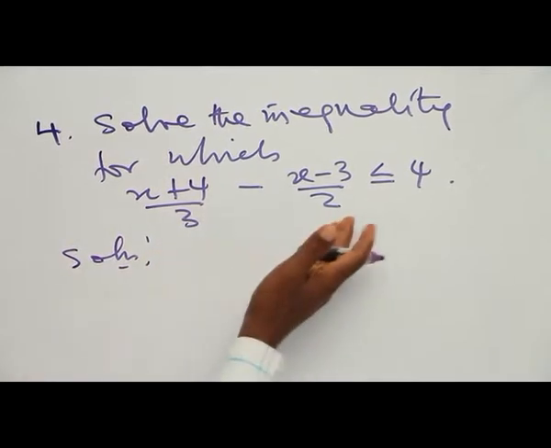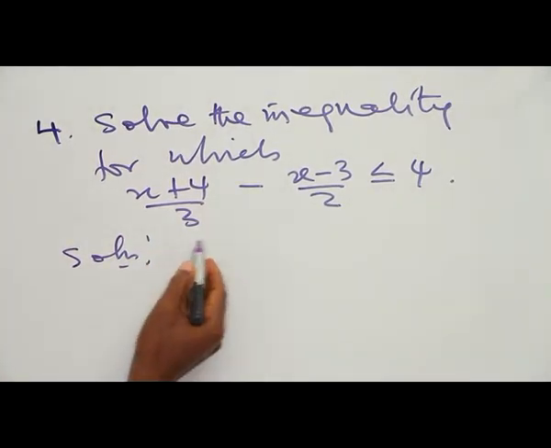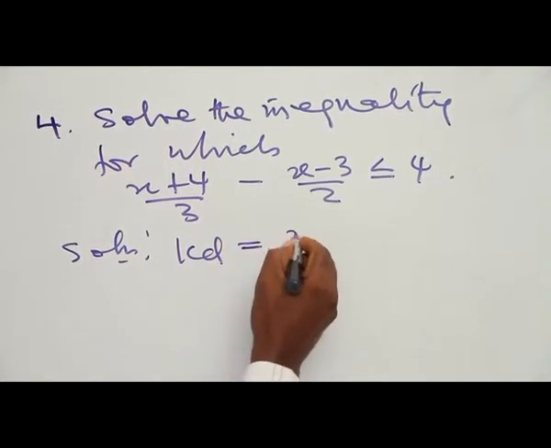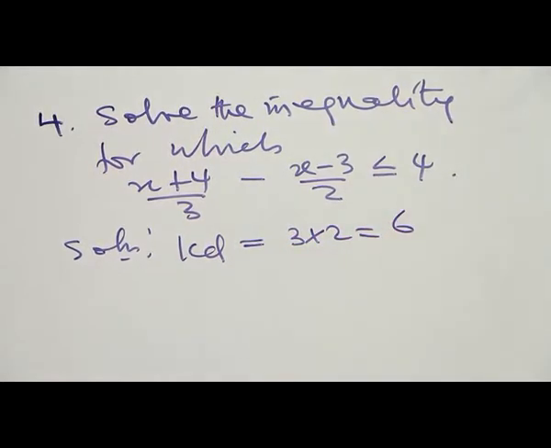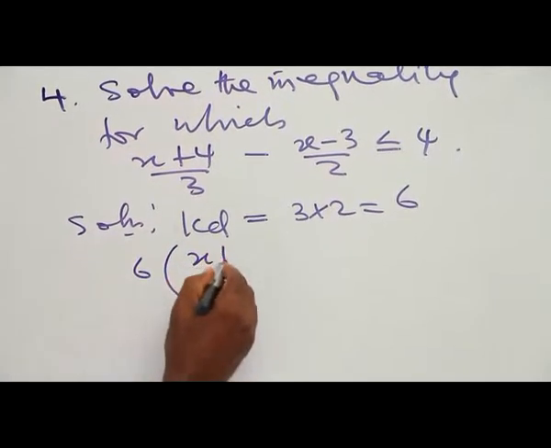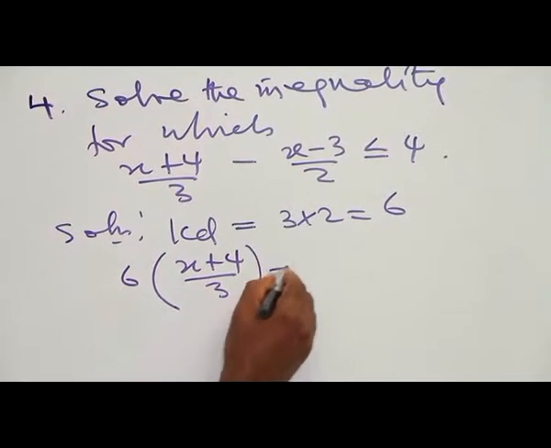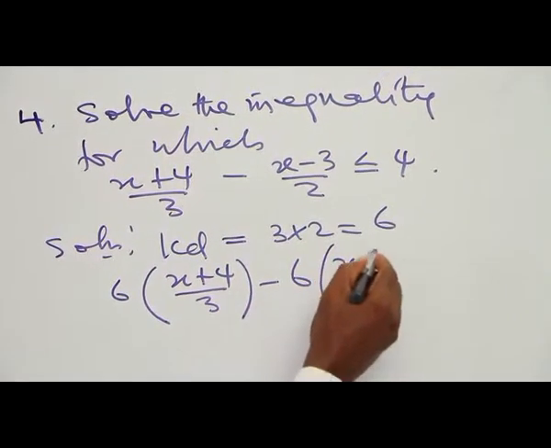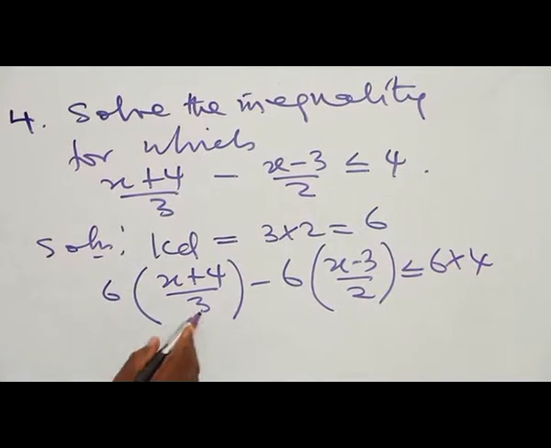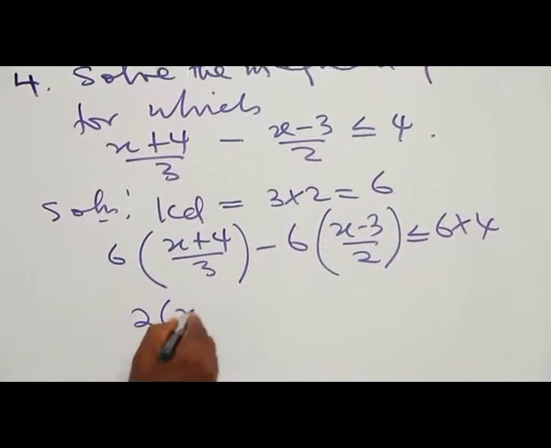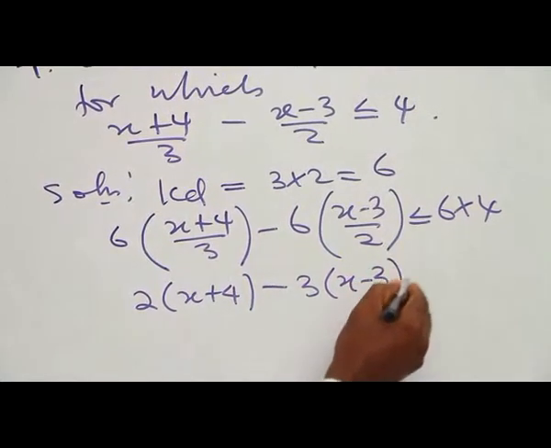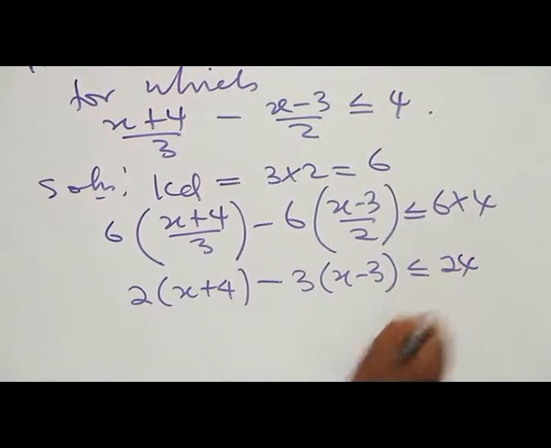As long as there are fractions involved, you need to take the LCD. The LCD here, the least common denominator, is equal to 3 times 2, and that is 6. So multiply all through by 6. So 6 will multiply (s plus 4) all over 3, and 6 will also multiply (s minus 3) all over 2, and 6 will also multiply the 4. 3 will cancel 6 to give 2, so you have 2(s plus 4), and 2 will cancel 6 to give 3, so you have 3(s minus 3), less than or equal to 24.